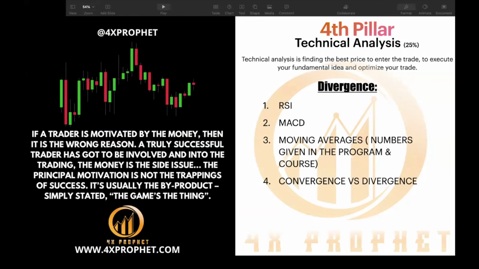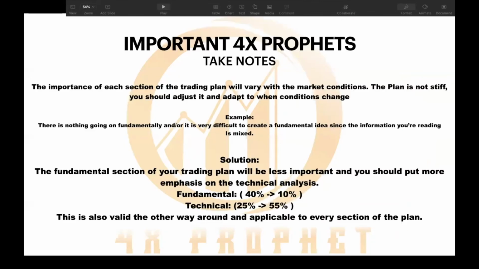So going on to the next part of the technical analysis, you have your divergence, where it includes using RSI, the MACD, moving averages. Then you also have your convergence versus your divergence as well.